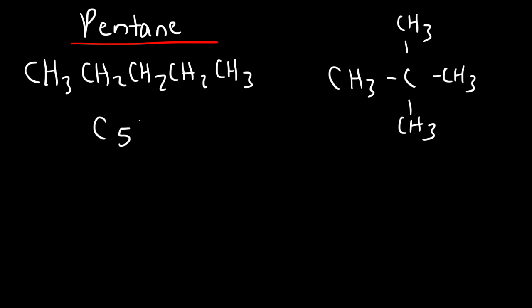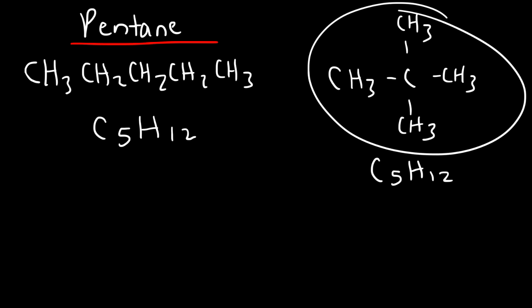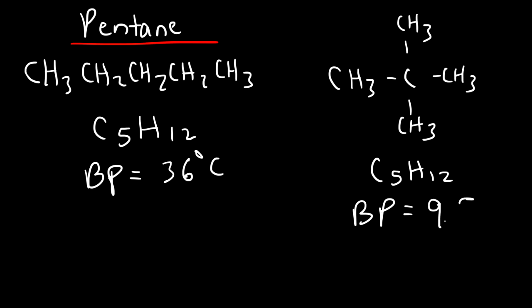Now both molecules have the same molecular formula. They both have 5 carbons and 12 hydrogens. So therefore, they have the same number of electrons. However, they are different in one aspect. This is a straight-chained alkane, and here we have a branched alkane. It turns out that pentane has a higher boiling point than neopentane. The boiling point of pentane is 36 Celsius, and the boiling point of neopentane is 9.5 Celsius.